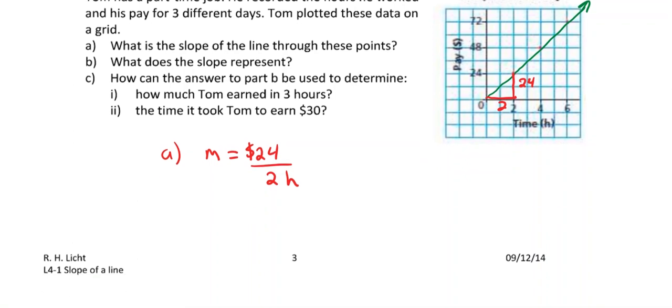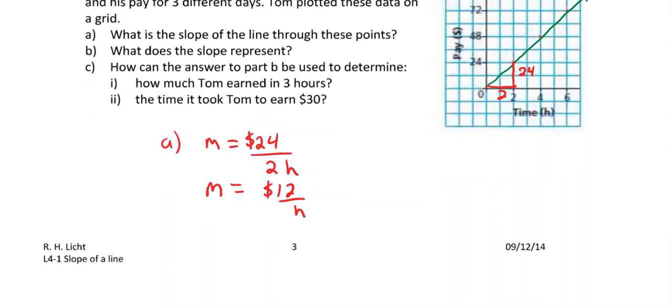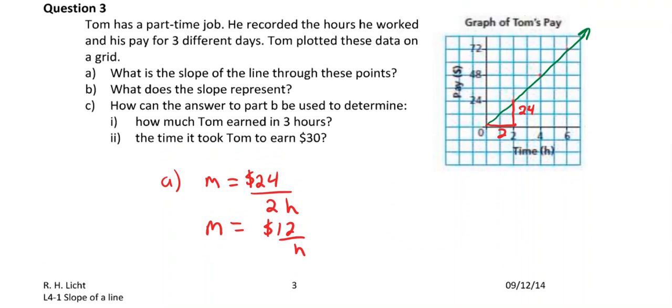Okay, we should probably simplify that, right? So that would be 24 divided by 2, simplifying them both. We get $12 per 1 hour, or just per hour, written like that. So we kind of answered B, didn't we? What does the slope represent? Money over hours. So how many dollars he makes per hour is the slope on that one.